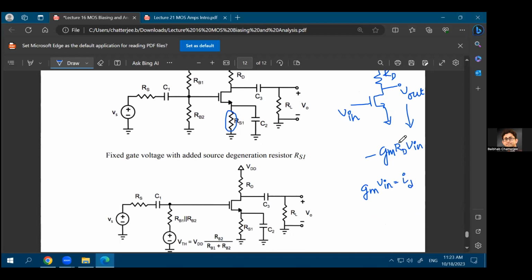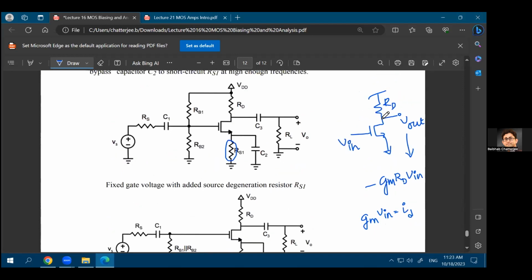That current multiplied with the resistance that you have as a load in terms of the AC gives you the output voltage. Current multiplied with resistance gives you voltage, Ohm's law. So if gm times Vin is your current, then gm times Vin times RD is your voltage. So the absolute value of the gain will be gm times RD, and gm times RD times Vin will be the absolute value of the voltage at your output side. So your gain in this case is minus gm times RD.